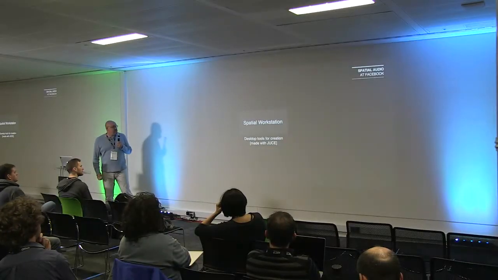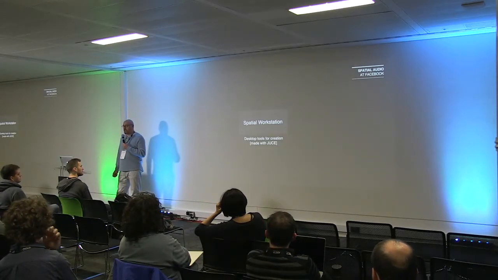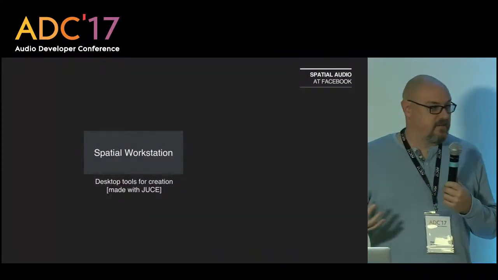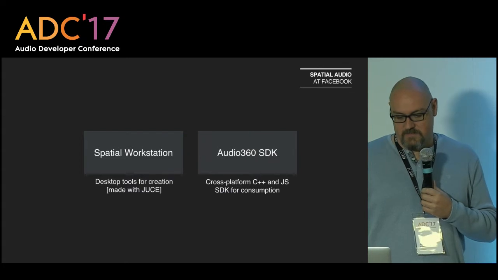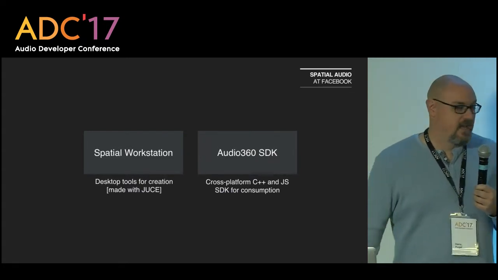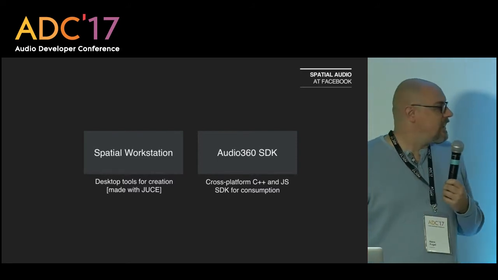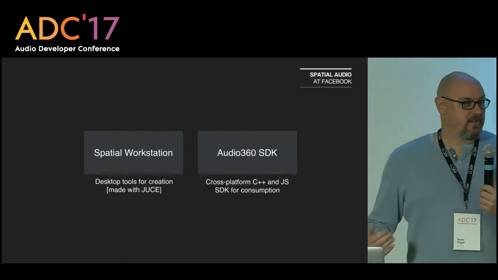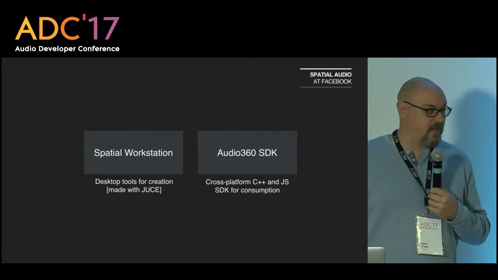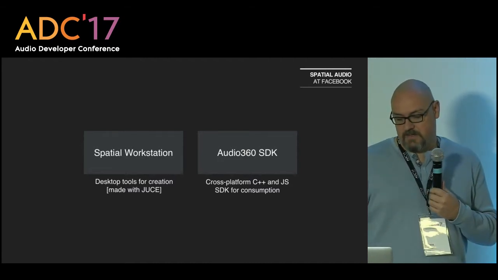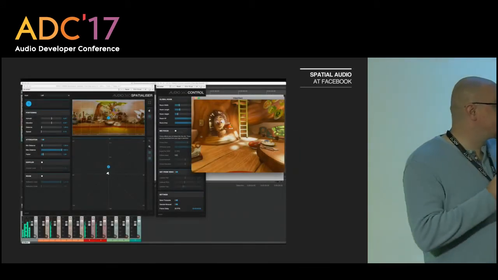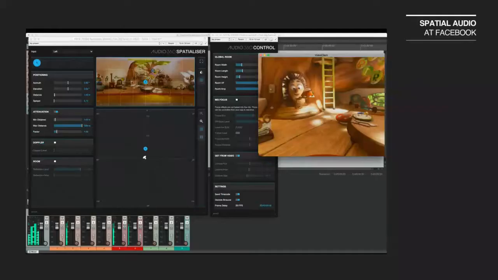Okay, so let's talk about how the Spatial Audio App works at Facebook itself. First of all, we have the Spatial Workstation, which I mentioned before. These are plugins made with Juice that we use for giving sound designers the ability to create these spatial experiences. We also have an SDK, with a C++ and a JavaScript version, available for people to integrate into their own applications, as we have also done with our own mobile applications and web browser playback experience.